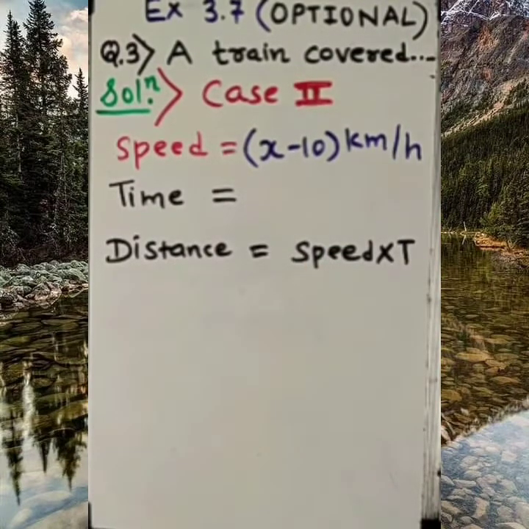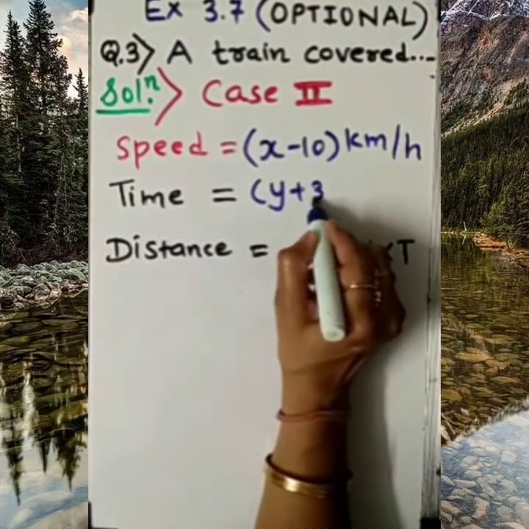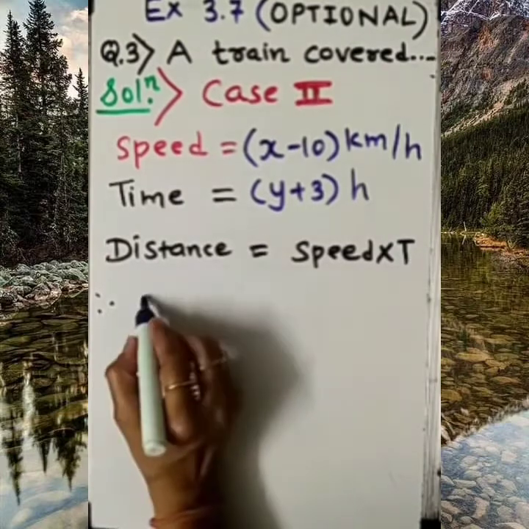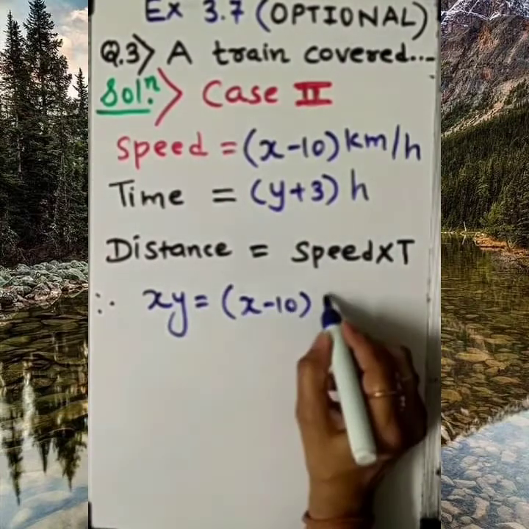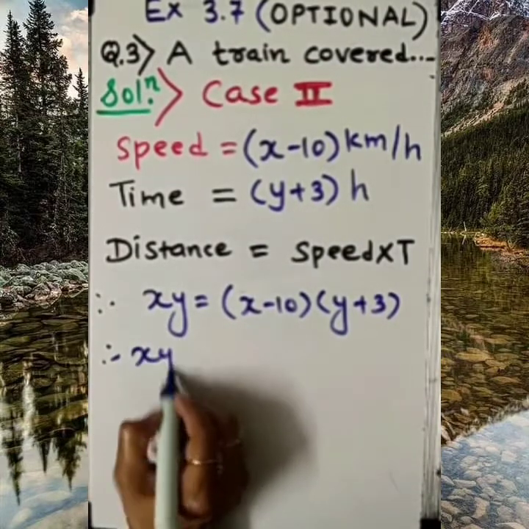If the speed decreases, then automatically the time will increase. How much is it increasing? It takes 3 hours more than the previous time. The previous time was y, and it is taking 3 hours more than that. Now, as we know, the distance is xy, the speed is x minus 10, and the time is y plus 3. So xy is as it is.